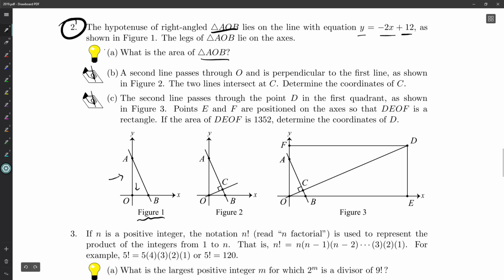Well, one of the nice things here is we've got a nice little right angle. The axes are perpendicular to each other. So if we could just figure out the base and the height, we could figure out triangle AOB's area. Okay, so this is a light bulb, but let's briefly show a little bit of work here.